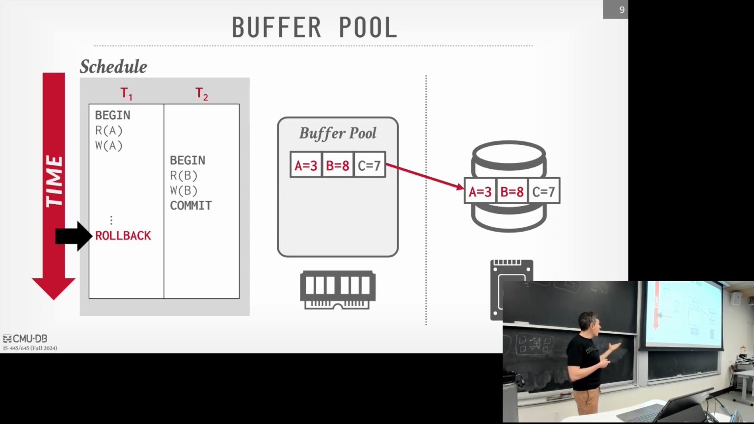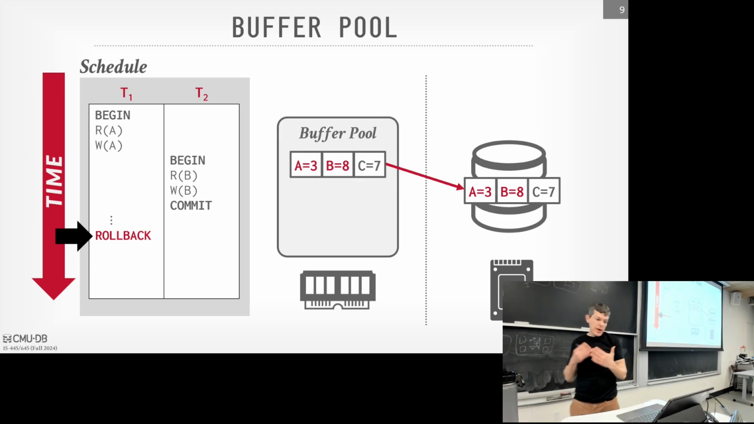But now we have the problem where T1 needs to roll back. All right? But now we've got to go back on disk and undo the change we did on A. Right? So that sucks now. Because if we just wrote everything out when this guy went to commit, it's going to get a bunch of stuff from transactions that maybe haven't committed yet. So that's obviously bad.